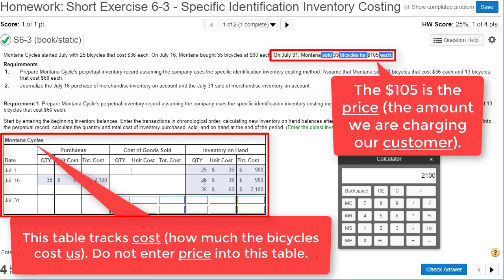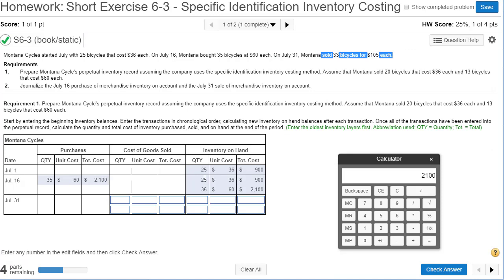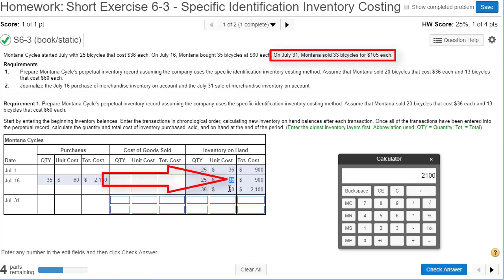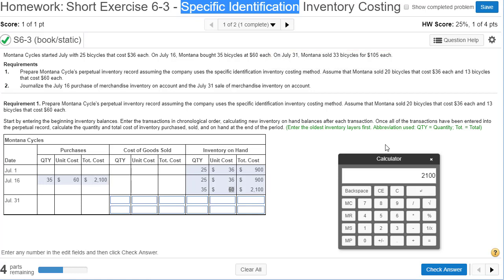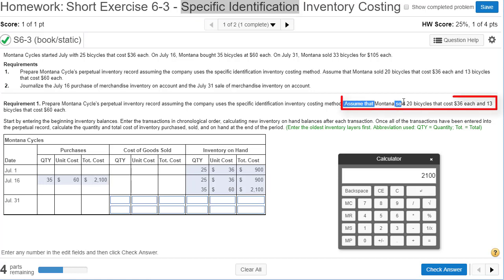Which bicycles did we sell? We're trying to figure out, of those 33 bicycles we sold, how many were at this $36 cost to us, and how many were at the $60 cost to us. Because this company uses specific identification, they would have to know exactly which layers of inventory these bicycles came from. And they apparently do, because that's why they're using specific identification.